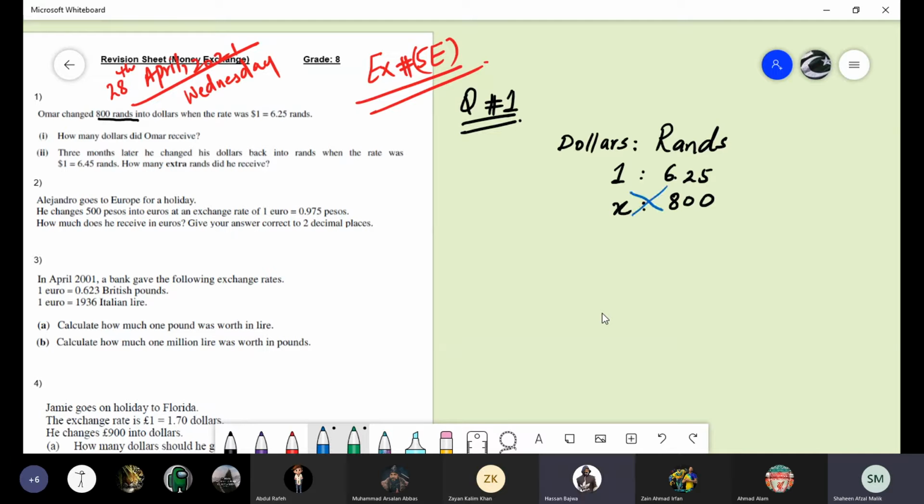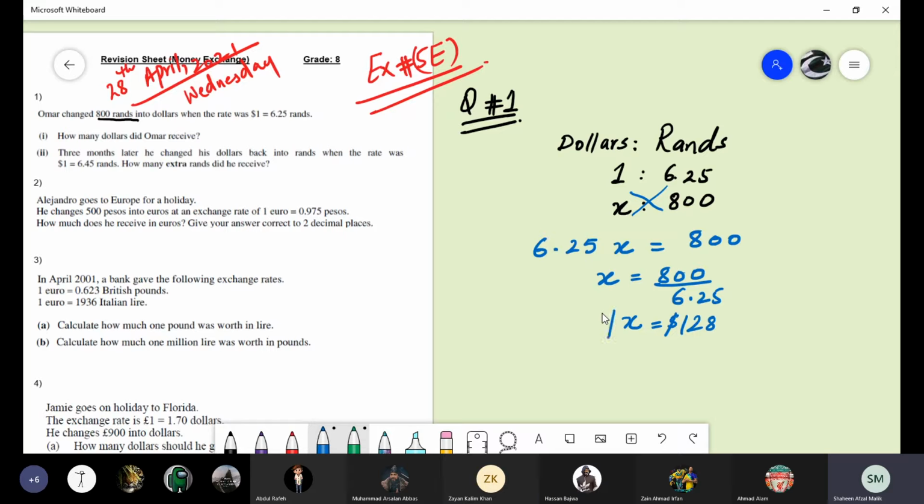Then it will come 6.25x is equal to 800. Then X is equal to 800 divided by 6.25. Then X is equal to 128. 128 rands, sorry, dollars. $128. How many dollars did Umar receive?